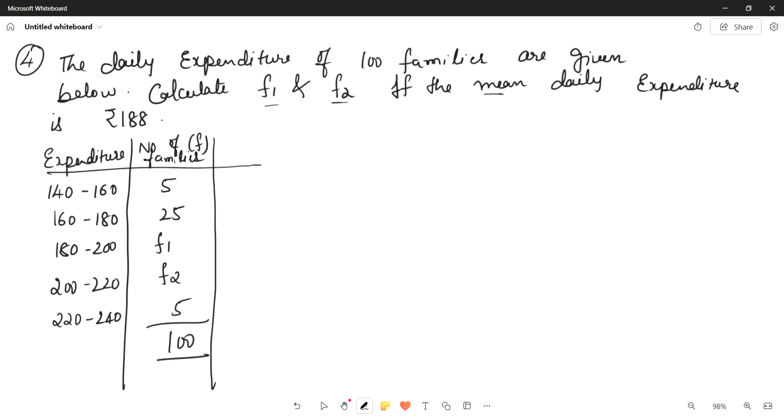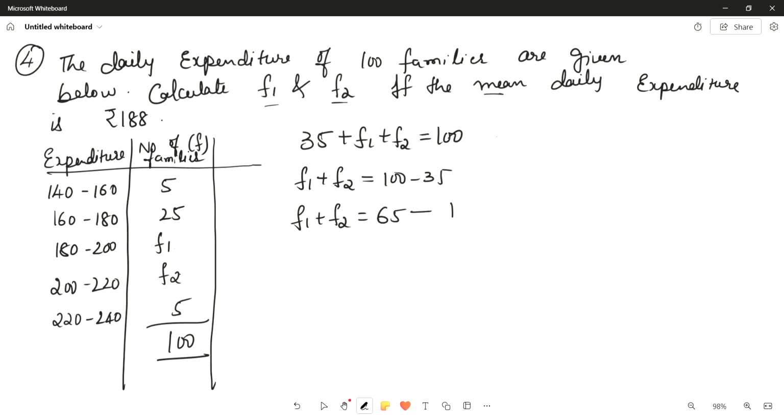So add them, how much you will get? 25 plus 5, it is 30. 30 plus 5, 35. 35 plus F1 plus F2 is equal to 100. Or F1 plus F2 is equal to 100 minus 35. This 35 I am shifting to the other side. So F1 plus F2, how much you will get? 65. So this is the first equation.